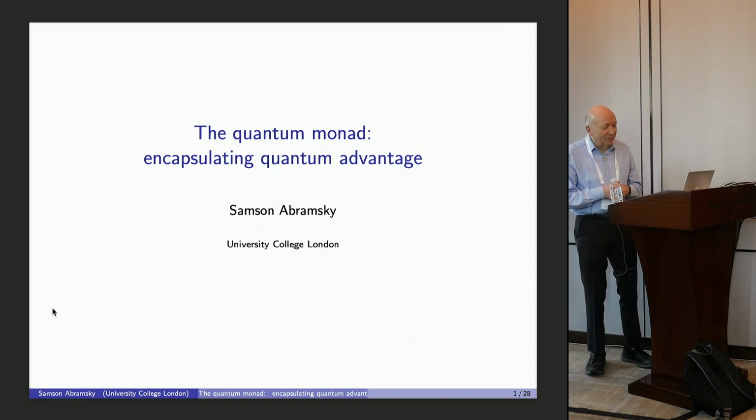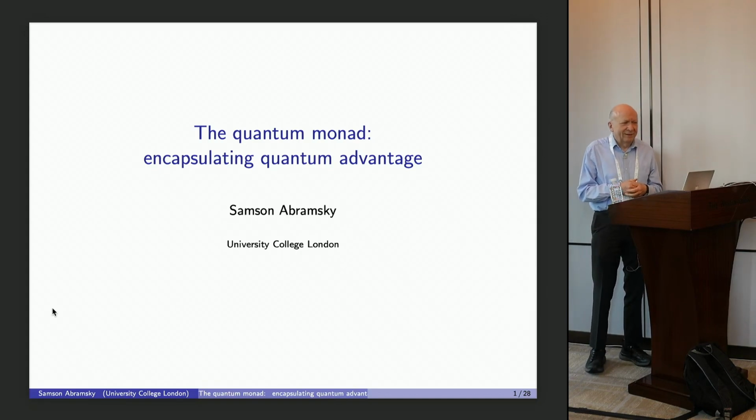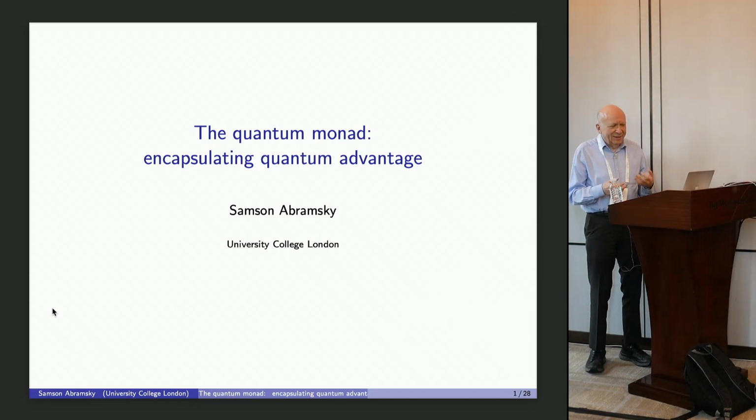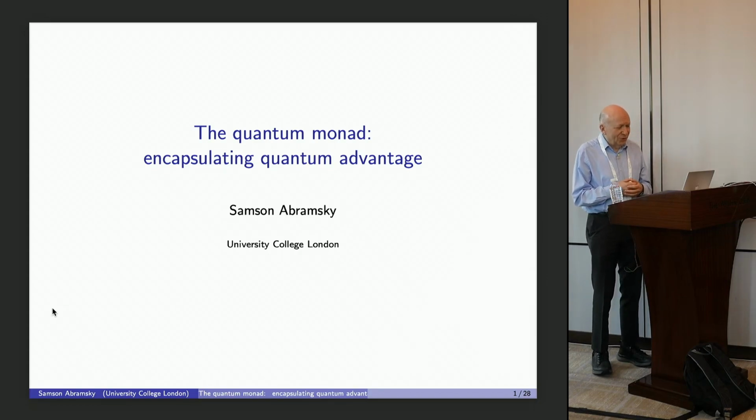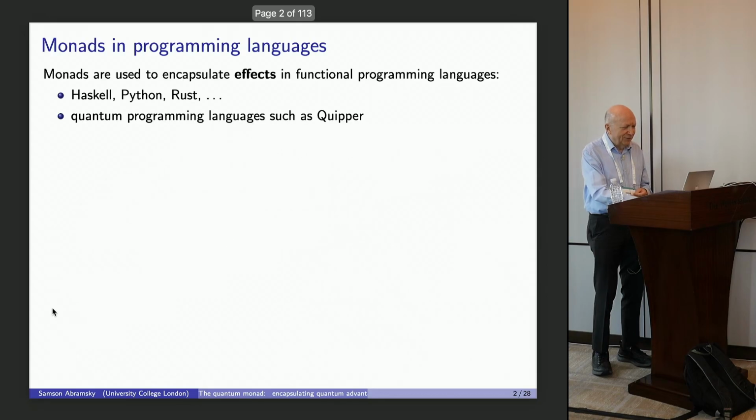So I'd like to talk about the quantum monad as a means for encapsulating quantum advantage. After all, the reason for building quantum computers and for writing and using quantum software is to exploit the fact that with use of quantum resources, we can achieve effects that we can't achieve just by classical computation.